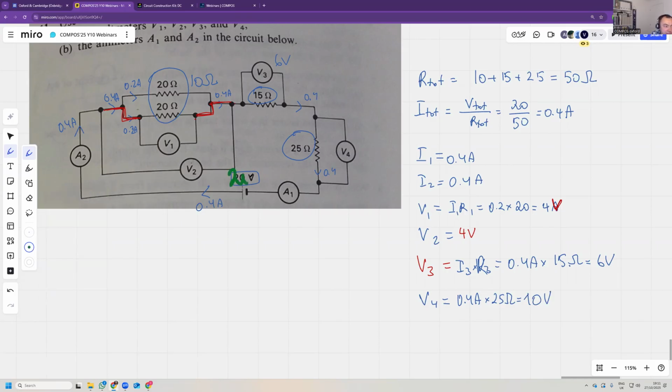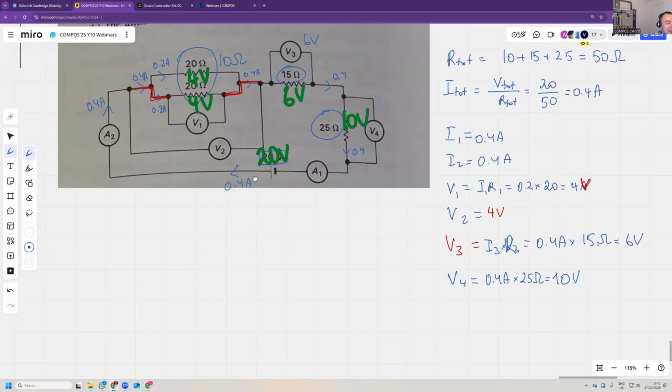This is 20 volts. This is 10 volts. This is 6 volts, and this is 4 volts. And this is 4 volts. Makes perfect sense. Because if you go around the circuit, Kirchhoff's second law says if you go around the circuit, the sum of the voltages will equal the voltage on the battery.